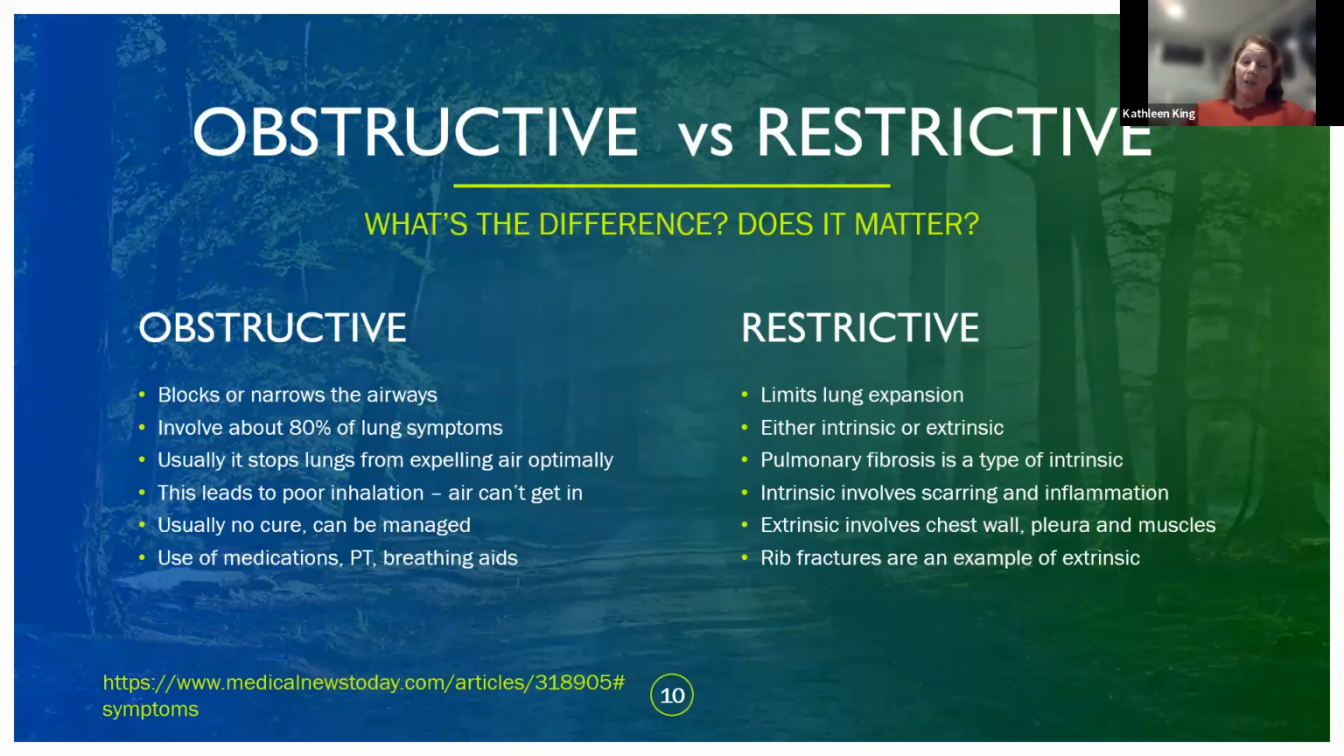Obstructive, on the other hand, that's something that blocks or narrows the airways. Whenever you have blocking or narrowing of the airways, that's obstructive. It usually stops the lungs from expelling air optimally, and that leads to poor inhalation. Air can't get in. There's usually no cure for most obstructive illnesses. Sometimes something like an allergy, you could take allergy medicine for. Asthma, you can control using medications, but typically once you have asthma, you're going to carry that for the rest of your life. So we use medications, we use physical therapy sometimes, and we use breathing aids.